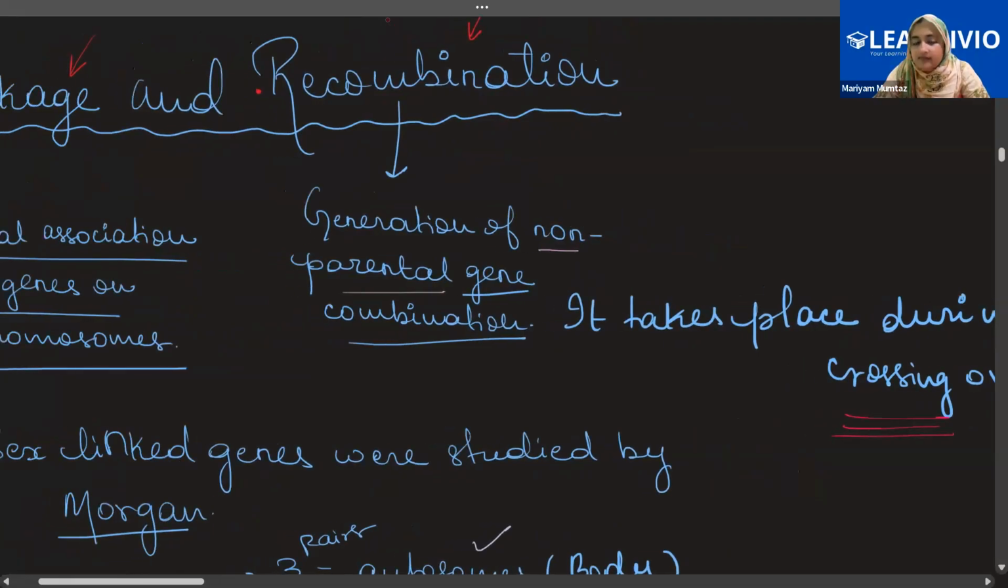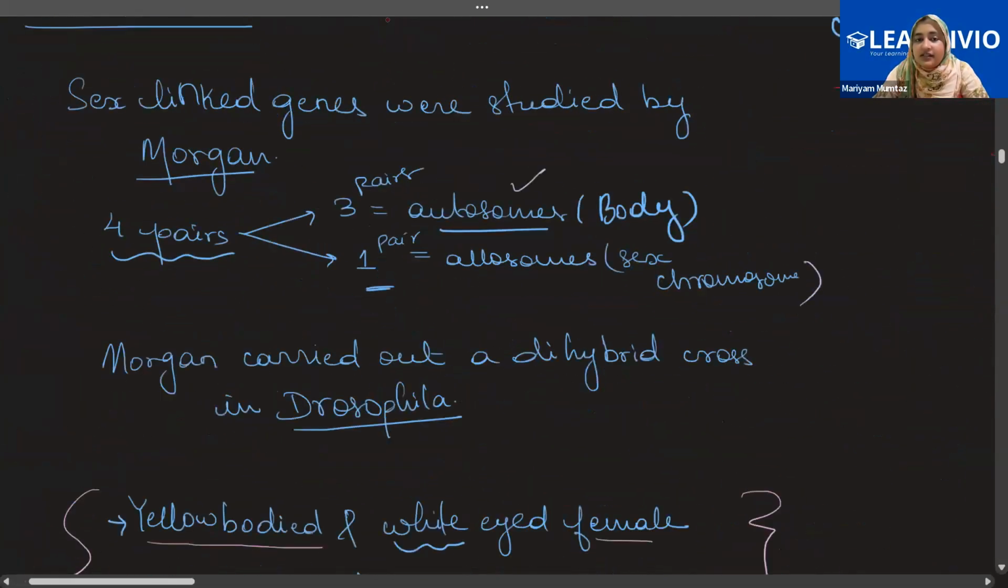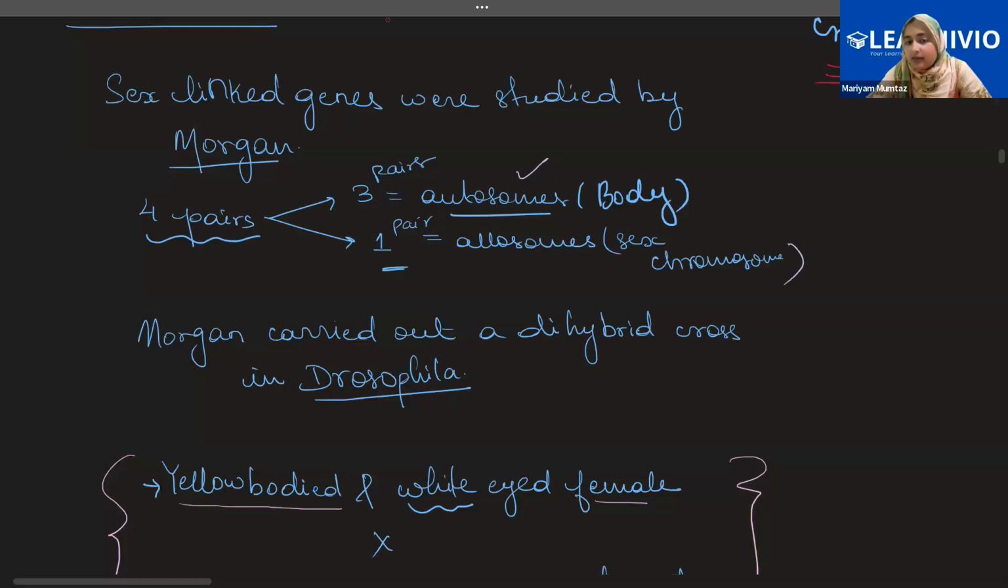Prophase one, right? Now, the sex-linked genes were studied by Morgan. Out of the 4 pairs that Drosophila had, only the sex-linked ones were studied, not the autosomes, meaning not the body chromosomes. Of the 4 pairs, 3 were autosomes, the body chromosomes, and 1 pair was the allosome, that is, the sex chromosome.